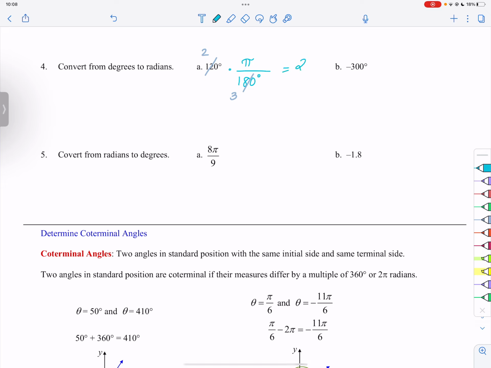We have a 2 and a pi left. I didn't write that very neat. So we have a 2 and a pi left divided by 3.